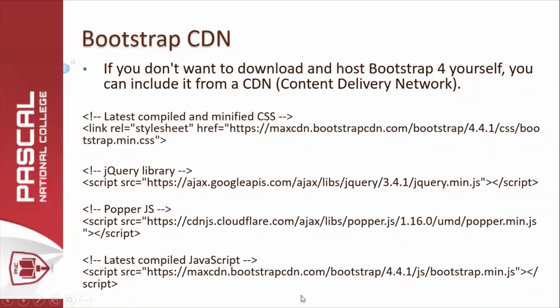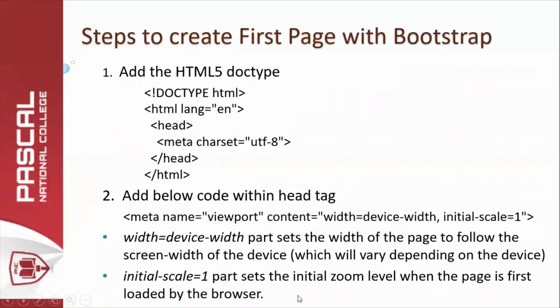Once you are done with this, you can start writing Bootstrap classes in your HTML pages. This is the first step. We should have the doctype HTML tag with language equal to en. Then the head part. Within head, we have meta charset UTF-8. This is the skeleton structure.